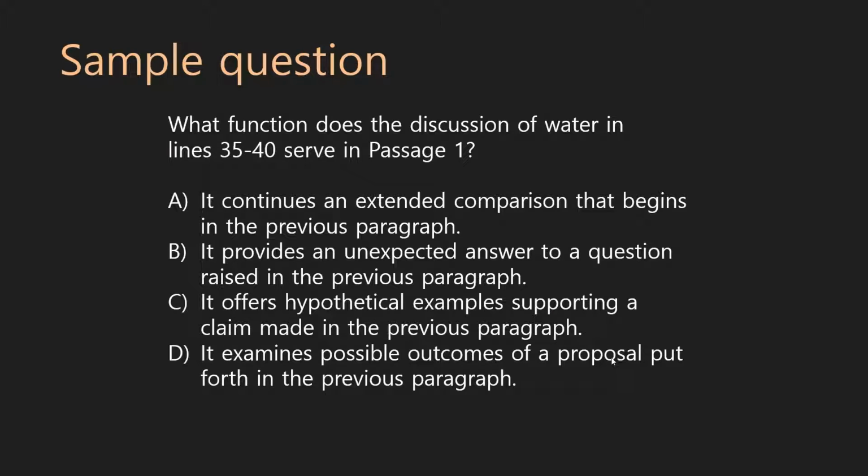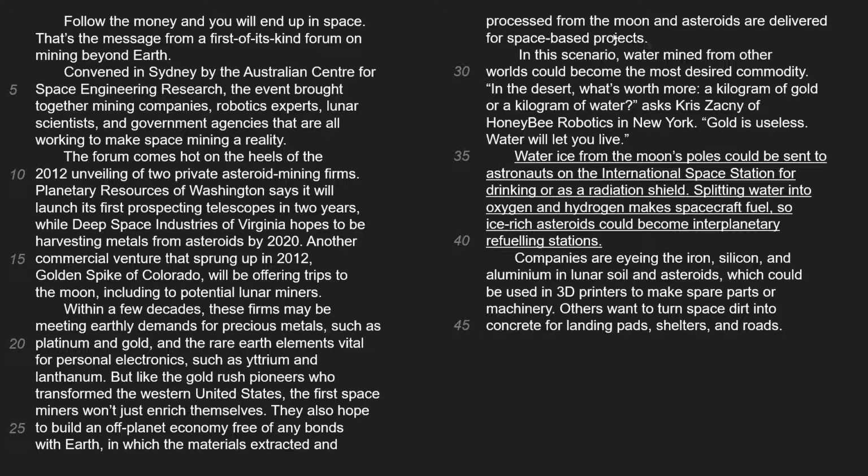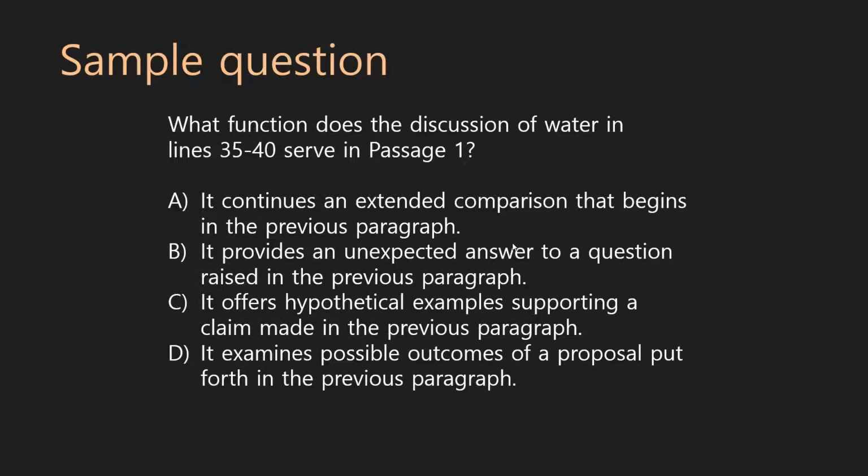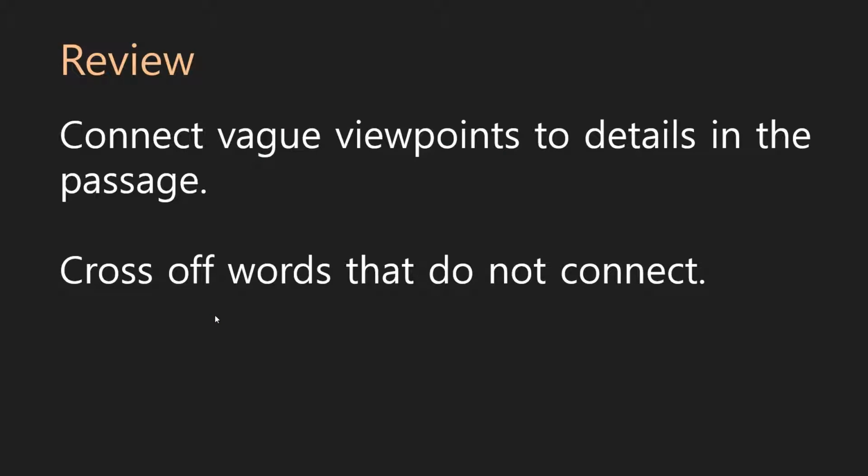Remember, here's what I need you to check out. Connect vague viewpoints to details in the passage, okay? Make sure that when you have those words, suggest a conclusion, offer an explanation, describe a phenomenon, find what that phenomenon is. Find what that conclusion is. If you can't find it, it's not the answer. And then I also recommend that as you work, you cross off the words that don't connect to anything. That way, it's easier to narrow down your answer choices and you get less confused.